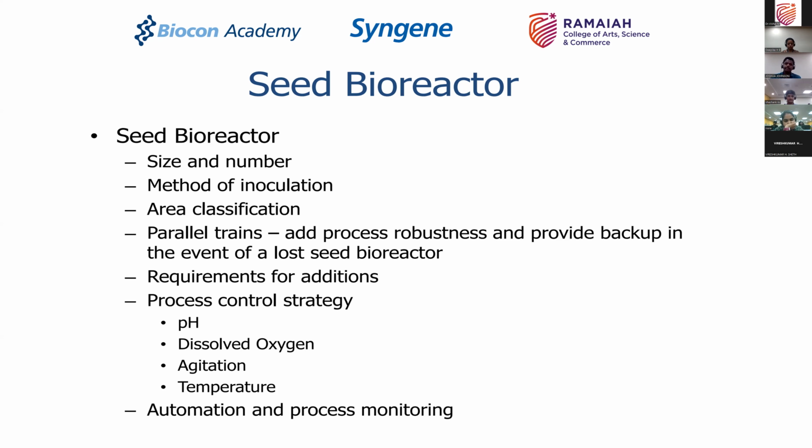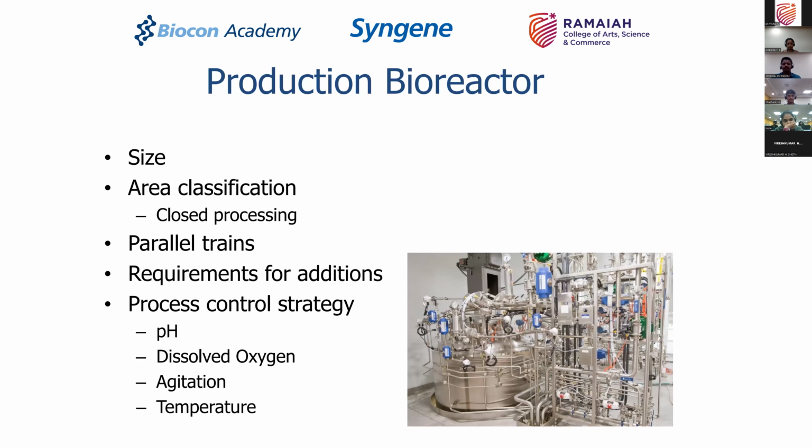Of course, automation and process monitoring helps if you do it. Production bioreactor, again, size matters, process control strategies are there. Generally, on production bioreactors, you don't have parallel trains. You could be running each bioreactor as a separate process and call it a batch. Parallel trains are very rarely used at production scale or at a production bioreactor scale.